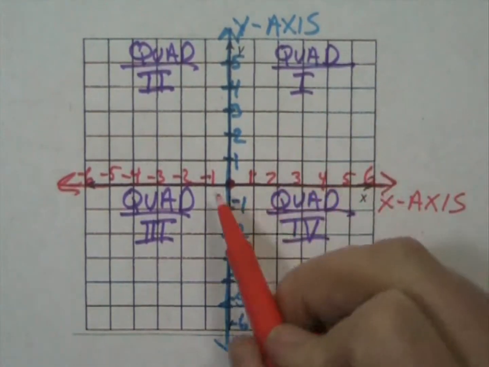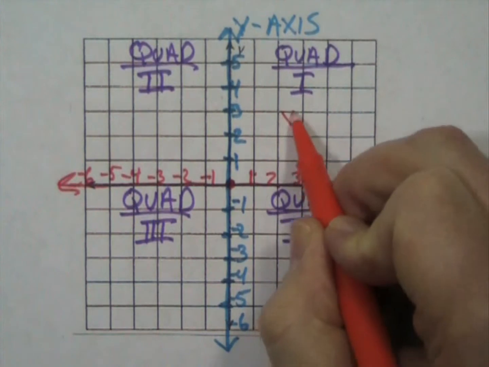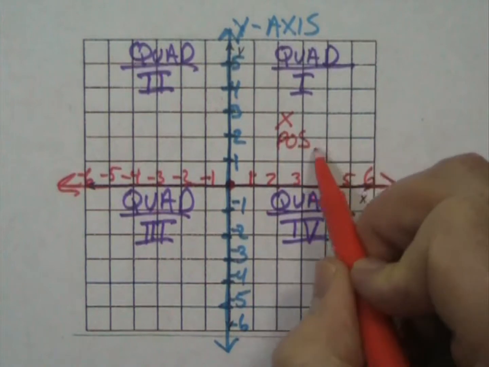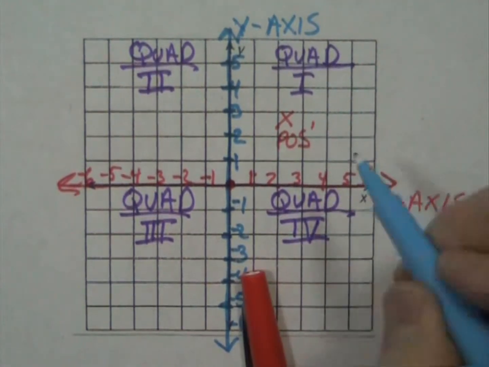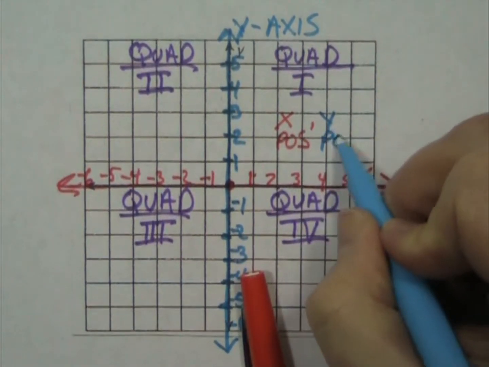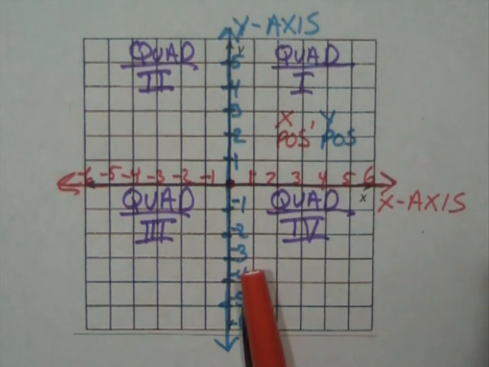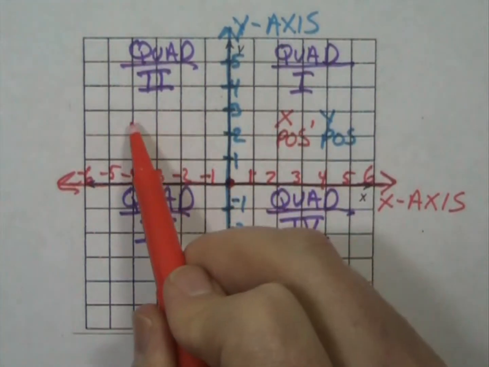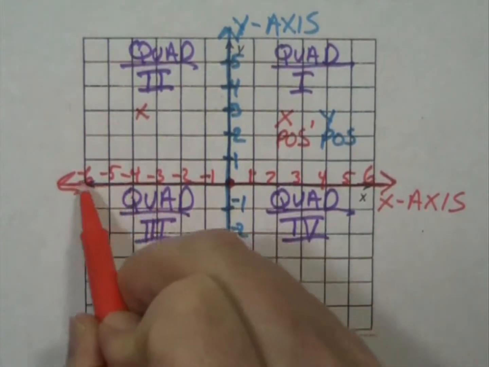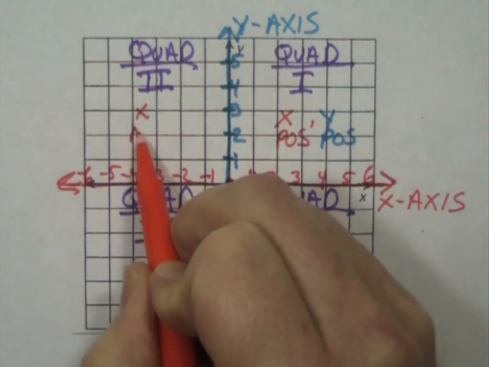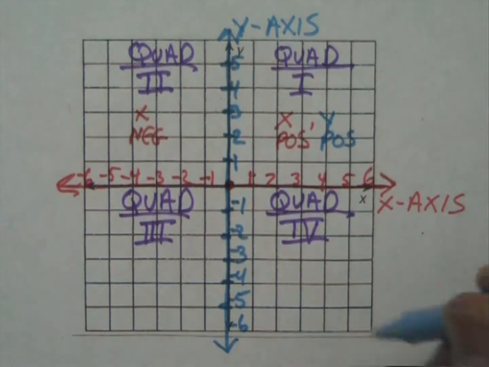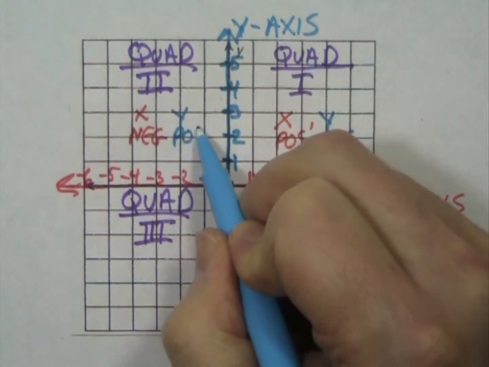So notice in quadrant 1, for the x-axis, let's put an X right there, that it is positive numbers. All right? And then for the y-axis, for this quadrant, those are also positive numbers. Now let's go to quadrant 2. Notice that the x part, on the x-axis, these are all negative. And then for the y part, it is positive.